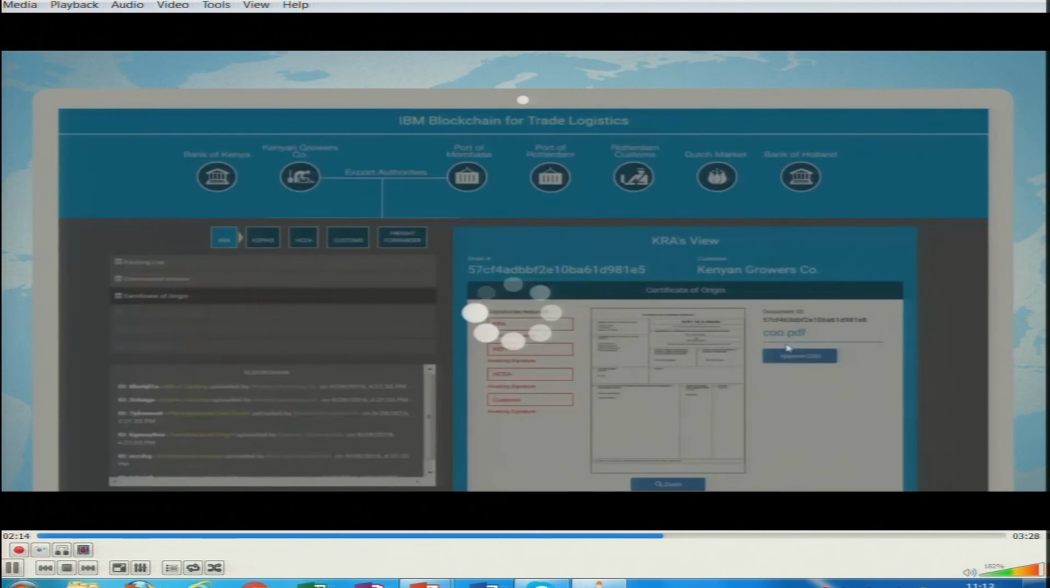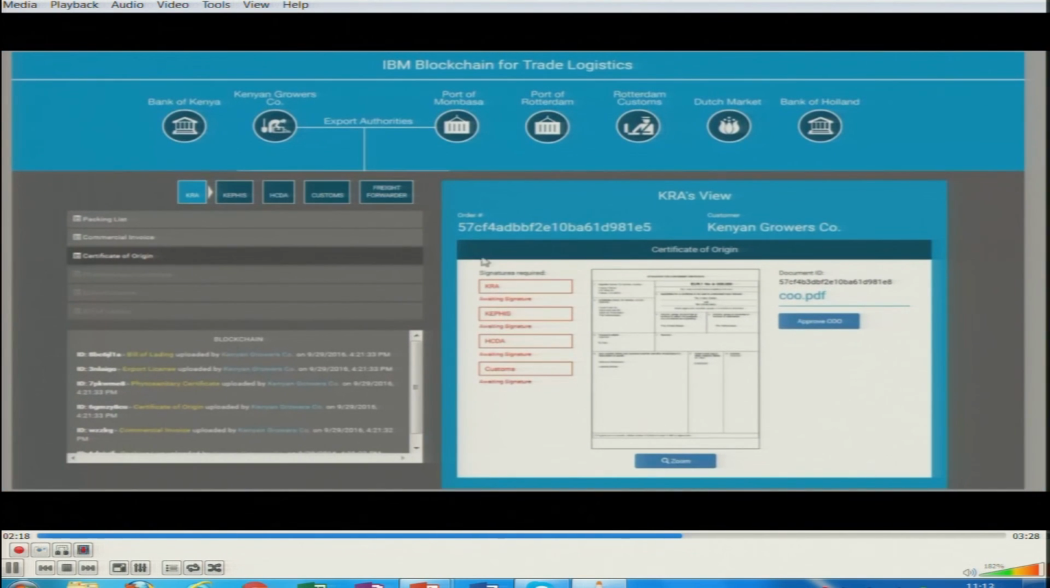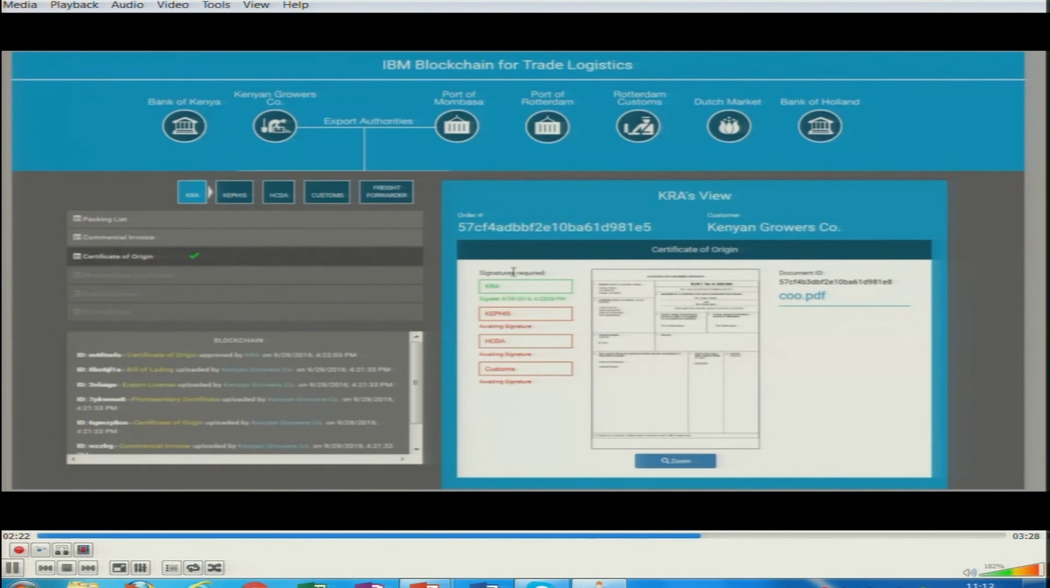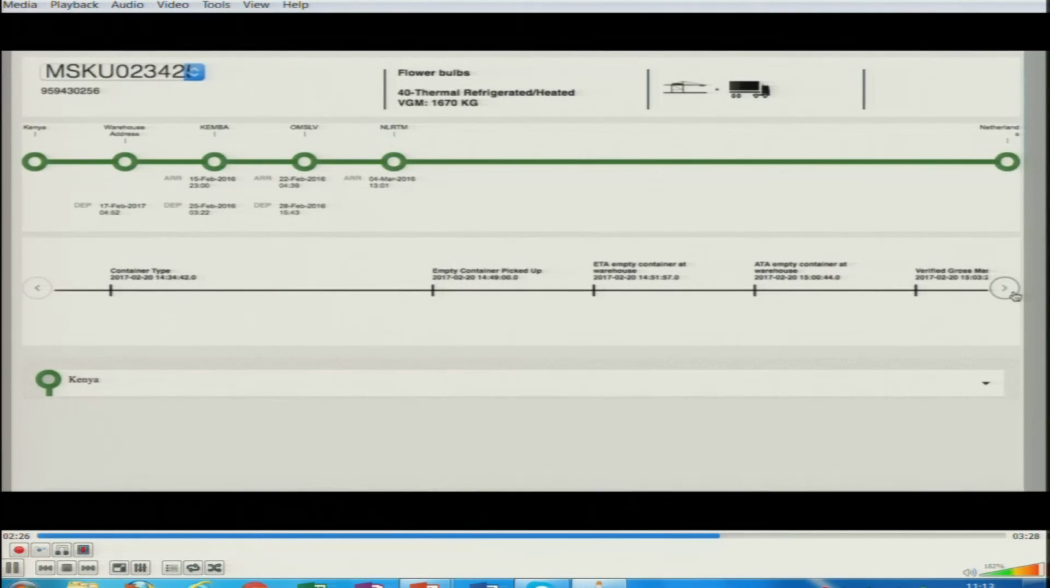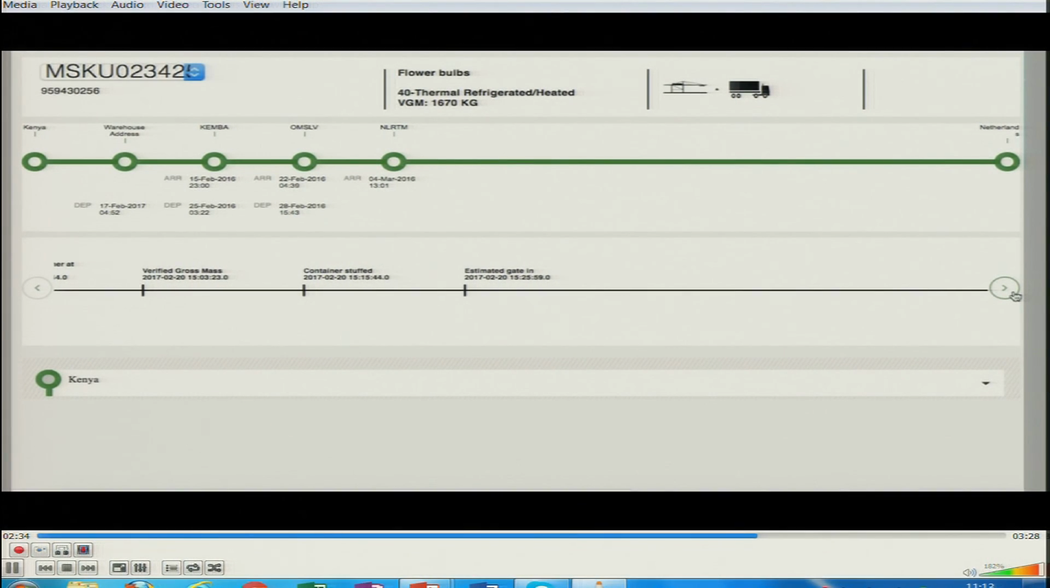This action initiates a smart contract that enforces an export approval workflow between the 3 agencies. As each agency signs, the status is updated for all to see. Simultaneously, information about the inspection of the flowers, the sealing of the refrigerated container, the pickup by the trucker, and the approval from customs is communicated to the port of Mombasa, allowing them to prepare for the container.